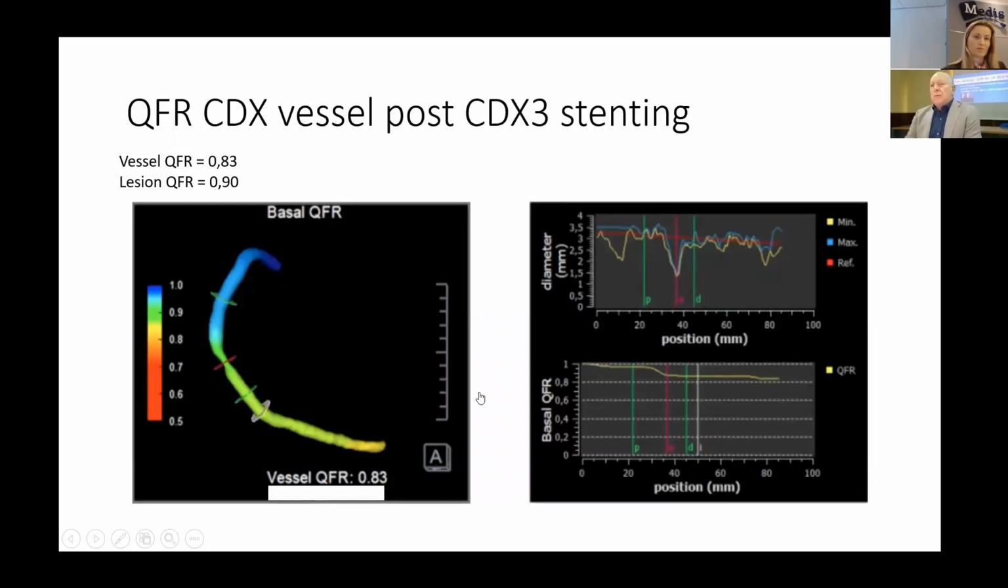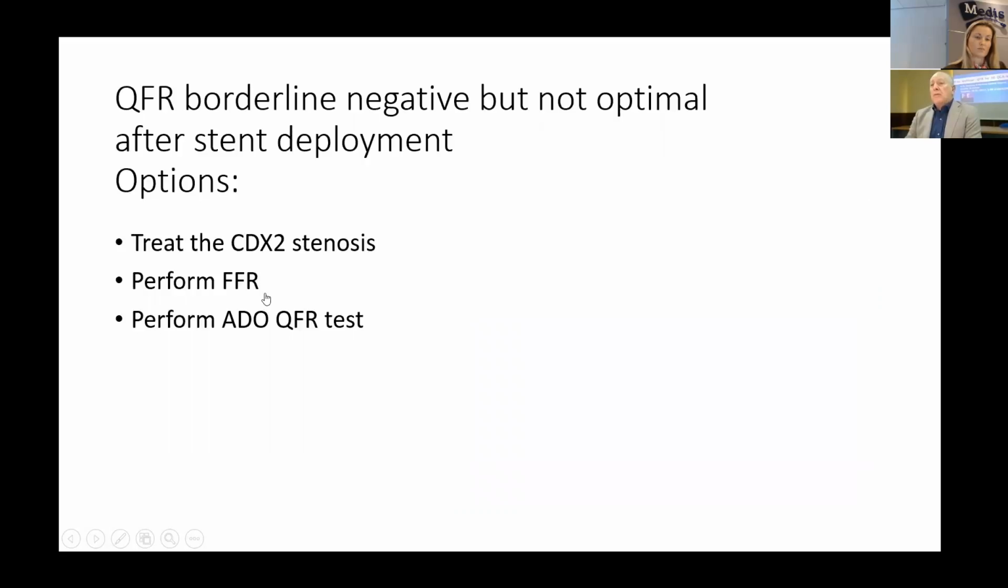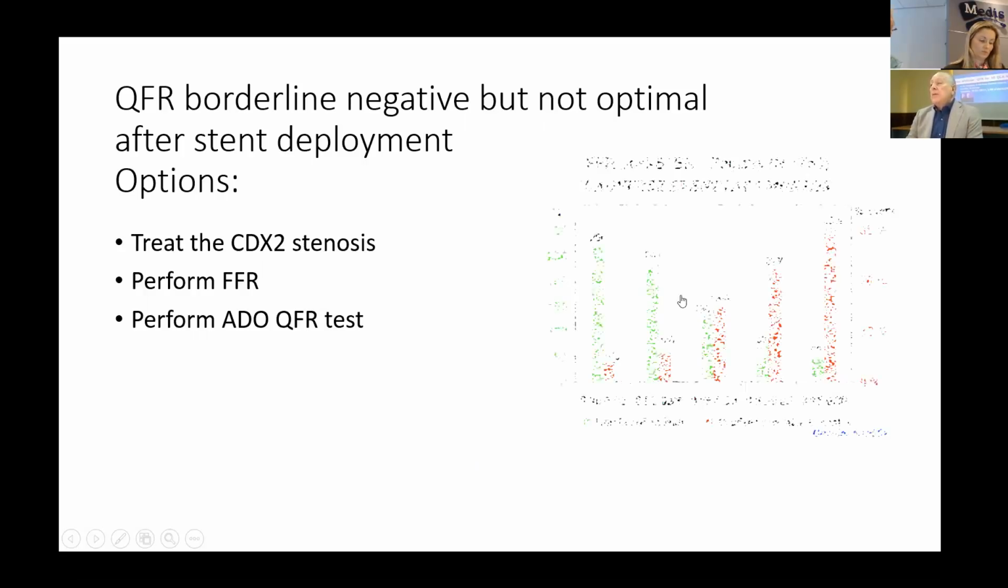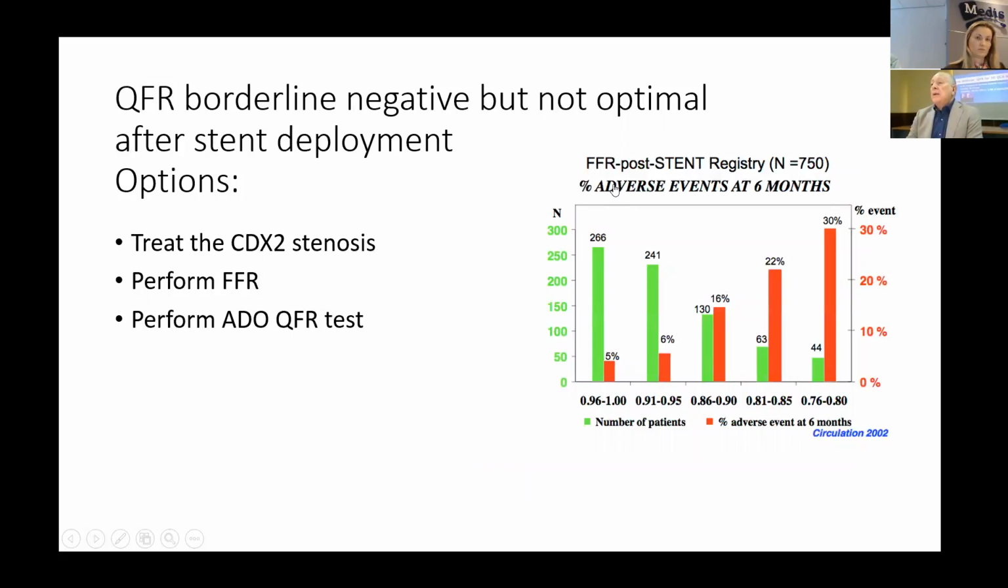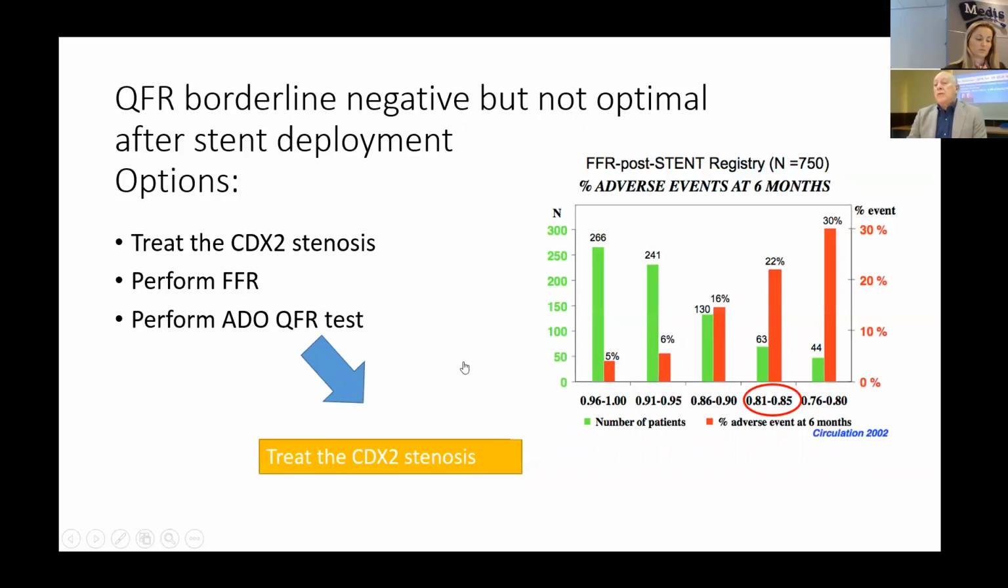The approach is to treat the second stenosis, or to perform an FFR, or to perform a QFR with adenosine. But if you see this graph, this is a study about adverse events at 6 months after post-stenting FFR. And you see that for the value of 0.83, you get 22% of events in the 6-month follow-up. So in this case, it's clear that you have to treat the second right coronary artery stenosis.